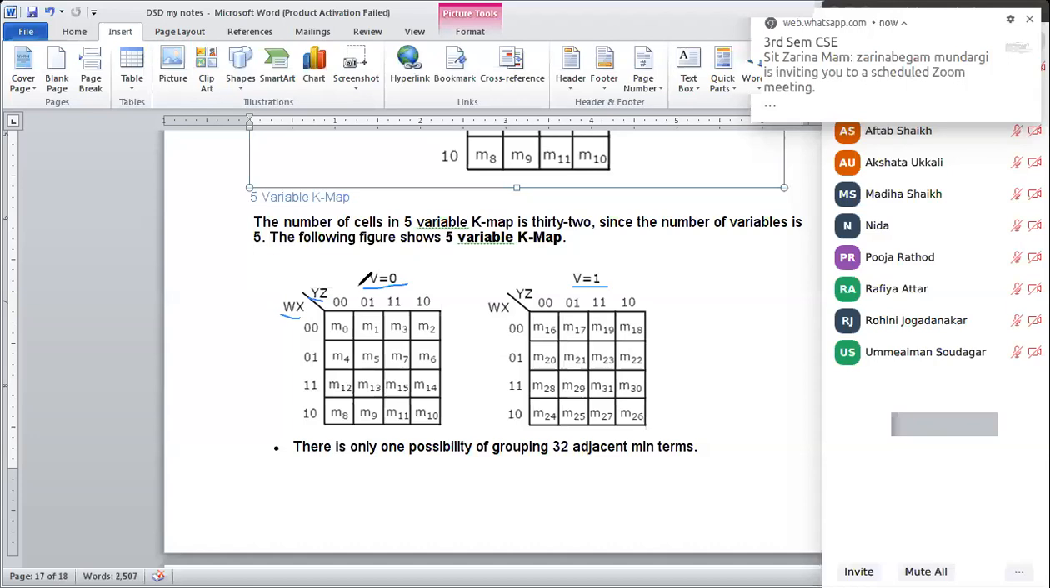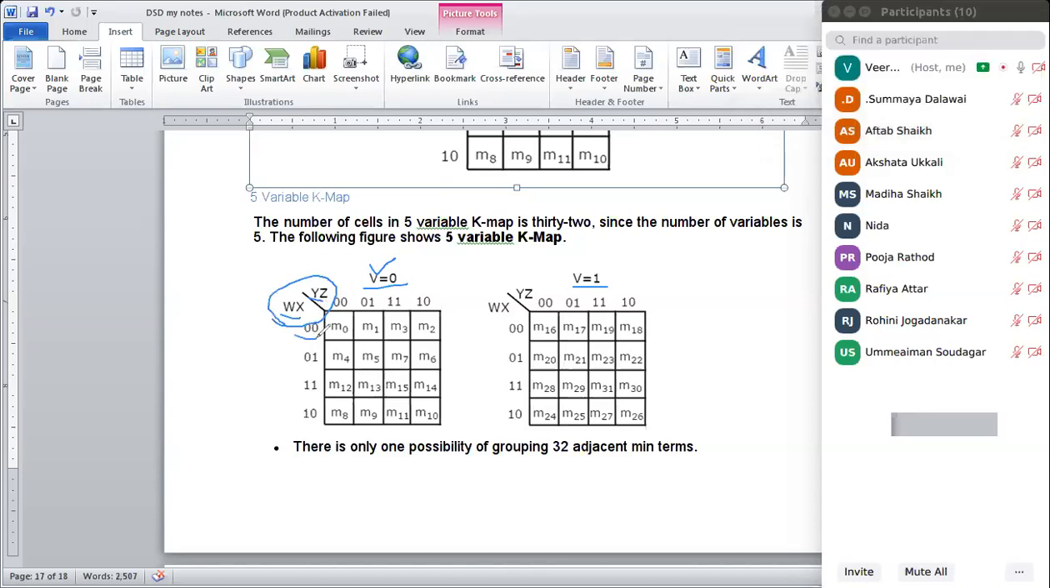Here it has been taken as V, W, X, Y, Z. Whenever V is 0, the four variables will be the same as the four variables we have seen above. And one more table we are going to write for the same values, but when V is equal to 1, the fifth variable is equal to 1. So that is going to decide a total of 5 variables.